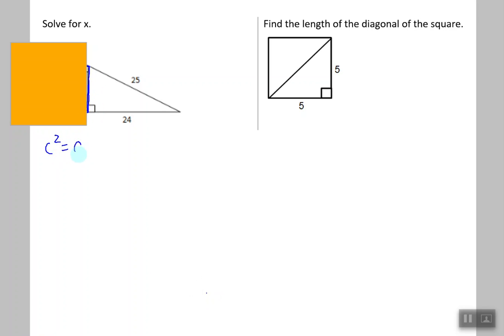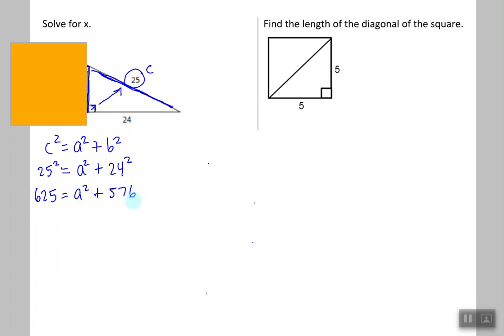C squared equals A squared plus B squared. Let's identify our C in this right triangle over here. So across from the right angle, using it as an arrow, it's pointing to this side right here. That's our C. So 25 squared equals, this one doesn't have a label, we can simply call it A. A squared is that missing side, plus 24 squared. Let's simplify these squares. 25 squared is 625, and 24 squared is 576.